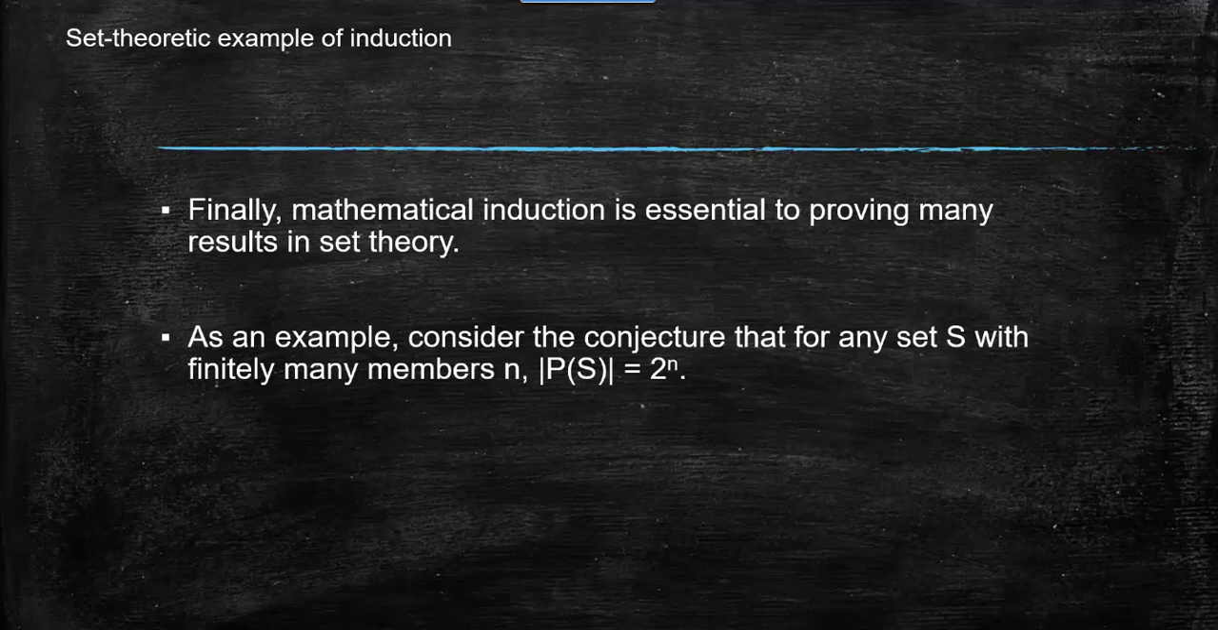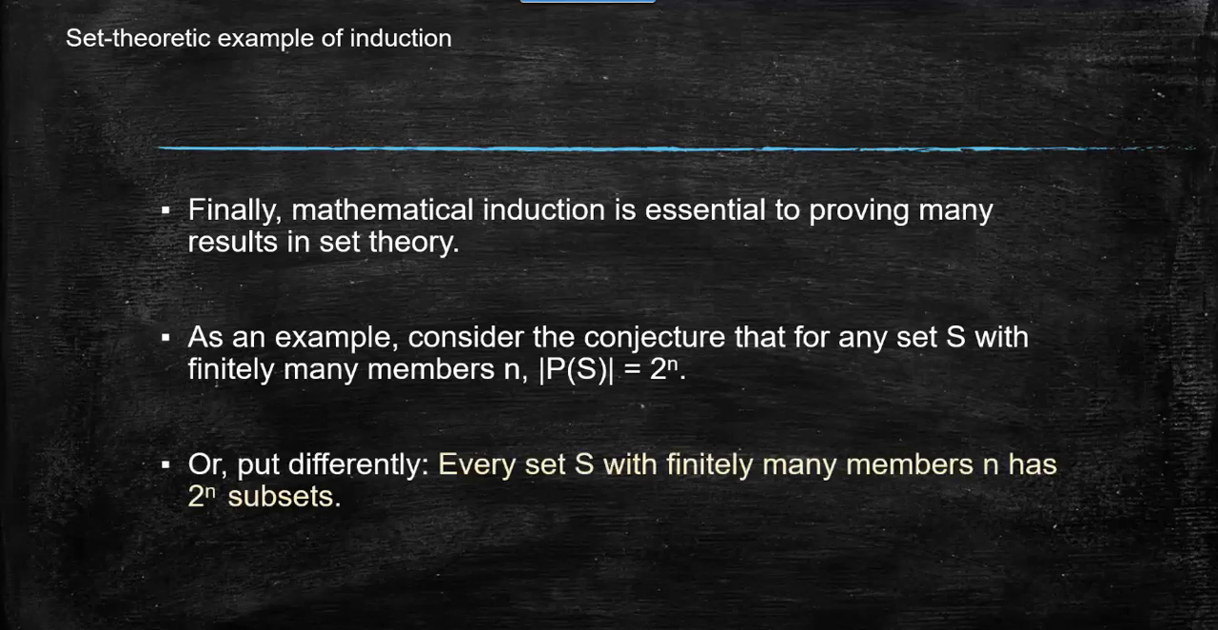Now, if you were to apply this to the null set, you would see it's true. If you were to apply it to a set with one member, you would see it's true. If you were to apply it to a set of two members, you would see it's true. So it seems like it is true. But to really demonstrate that it's true, you would have to use mathematical induction.